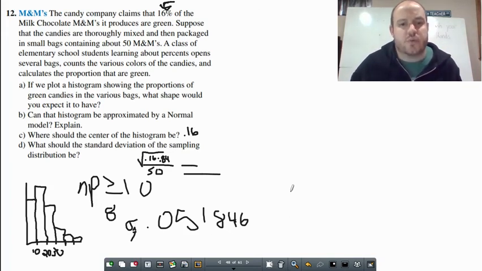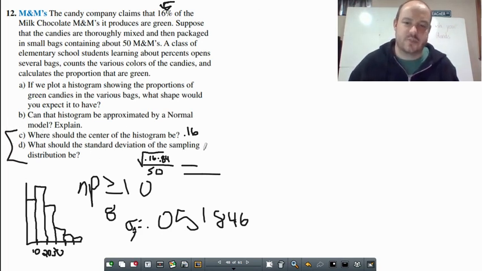So when we're looking at this question, it's not too difficult. It's really just asking if we know how to check the conditions, and if we understand what the central limit theorem says about where our center and standard deviation should be.